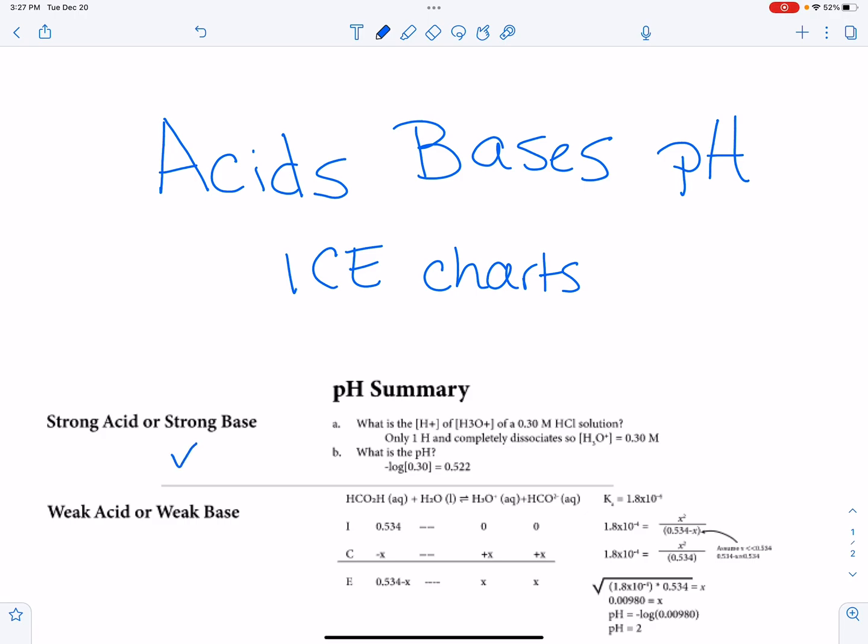That was on the last test. And you learned to get the pH of something. You just take the negative log of it. So you already learned about that and you're good at that. And then you also learned about how to do ICE charts.